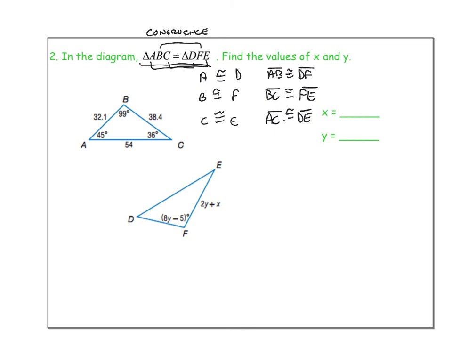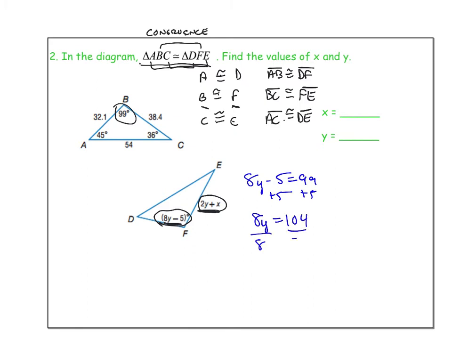So when I look down here, figuring out X, well, X is located right here. That doesn't help me very much because there's a Y involved as well. So if I look down here, F has got 8Y minus 5. Okay, so let's look. F matches up to B. So B is 99. Okay, so I can work with that. So I can say, okay, 8Y minus 5 equals 99. So 8Y equals 104. So a little division. Let's see, that will be 13.